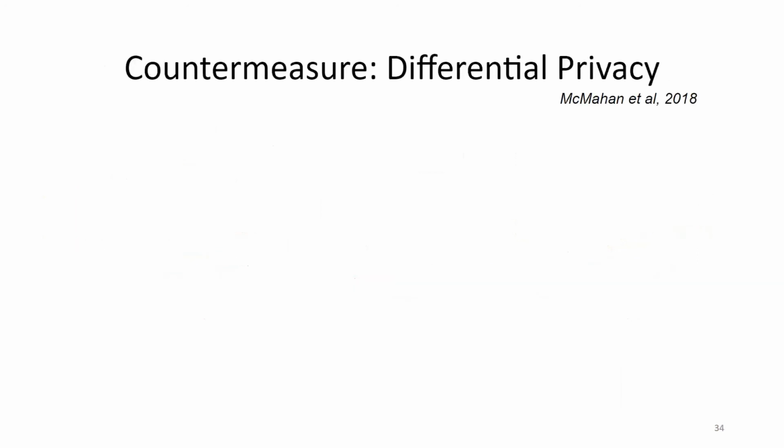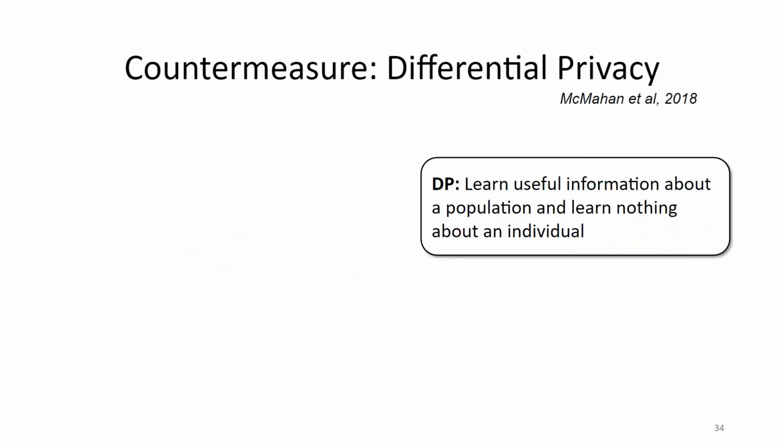The next thing we did is a countermeasure for this memorization problem. And we did that through differential privacy. To put it simply, differential privacy tries to learn useful information about a population while learning nothing about an individual. So by design, differential privacy should prevent the model from memorizing any training data point.